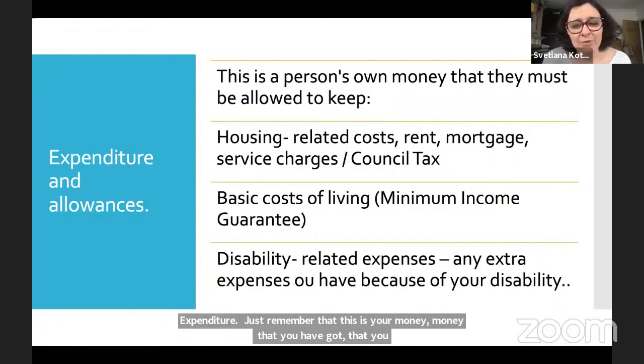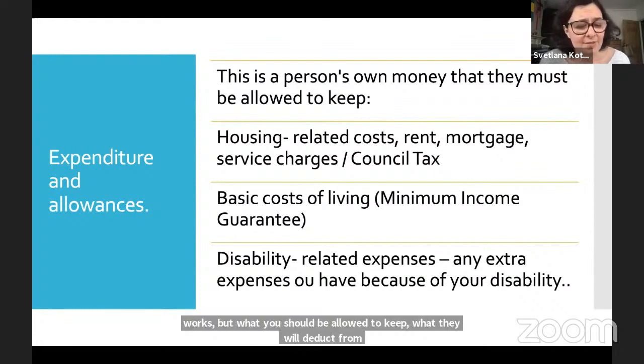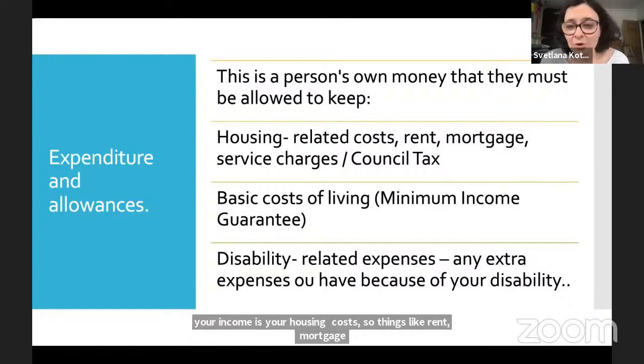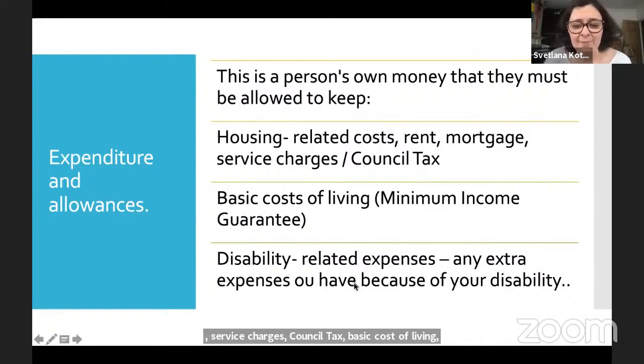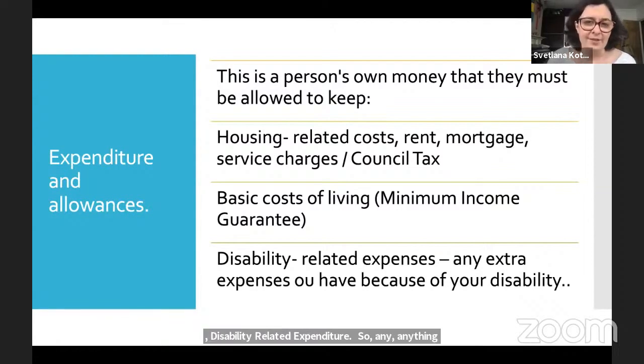But what you should be allowed to keep, what they will deduct from your income, is your housing costs. So things like rent, mortgage, service charges, council tax, basic costs of living, minimum income guarantee, which I'll show you the amounts of in a second, and as I said, disability related expenditure. So anything you have to spend money on because of your disability.